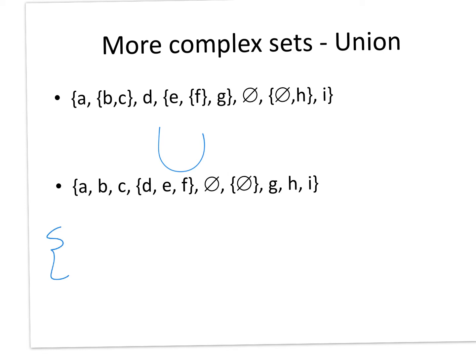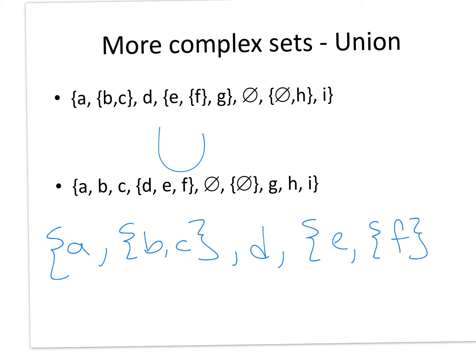If we start with this top set, we have an A, we have the set BC, D, and then we have an E, F, G, right? I'm just copying it. I'm going to continue on the next line because I don't have much room. Empty set, the set containing the empty set, and also H and I. And then we just need to look at this one and see, what are we missing?